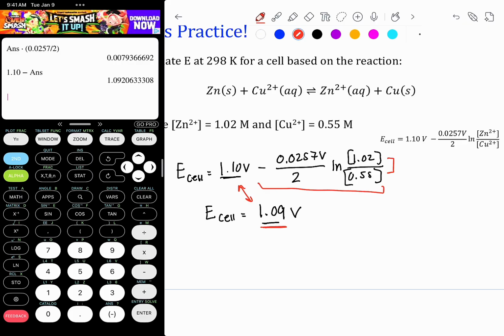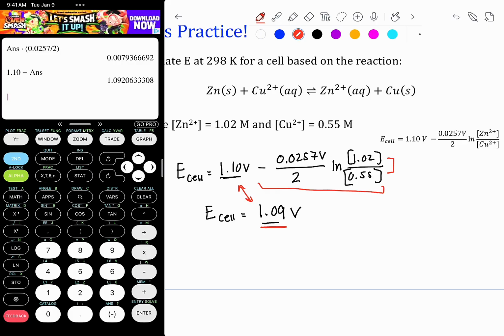So if we start at 1.10 for standard, my non-standard is going to be in the same realm. I shouldn't be seeing this jump up to like 2 volts or 3 volts at non-standard conditions. So they should be within range of each other. I'm not going to give a specific value because I don't want you to think, oh, if I'm off by this much, then it's wrong. It's like they should be close to each other.